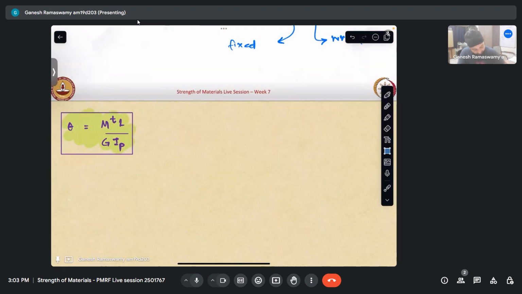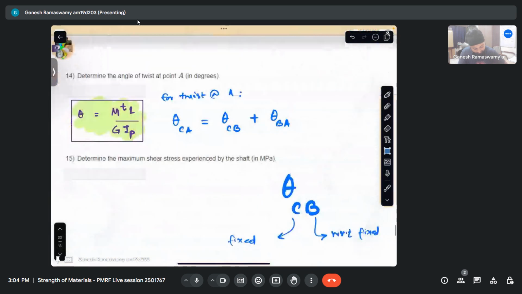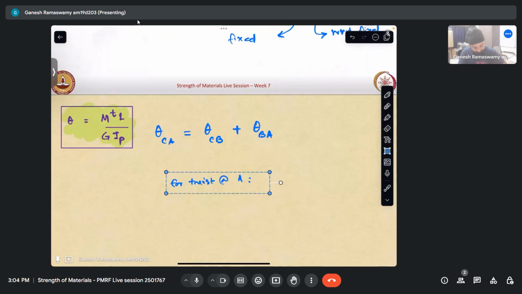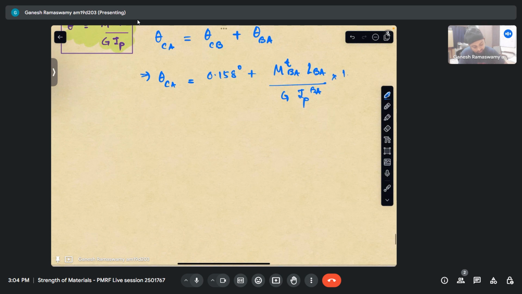I'll just take this again. Let me take this also. So therefore, theta C with respect to A is 0.158 degrees plus this, which is MT BA L BA by G IP BA into 180 by pi because we want it in degrees. So it is just a matter of substitution. So let us go ahead and do that.